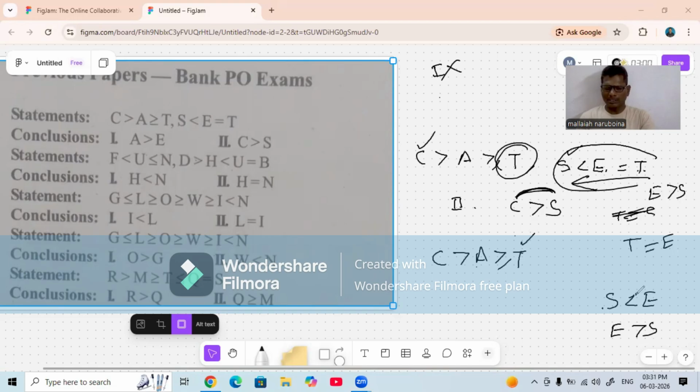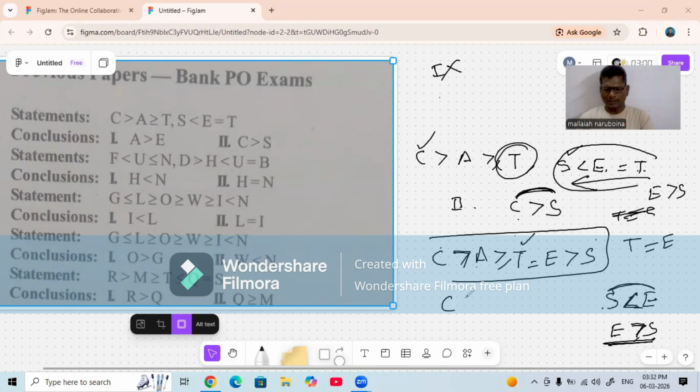If you want to change the letters' order, the less than becomes greater than. Now T is equal to E. After E, what did I get? E greater than S. In this way, we have to arrange. After that, C greater than S. Where is C? Here C, here S. C greater than S.